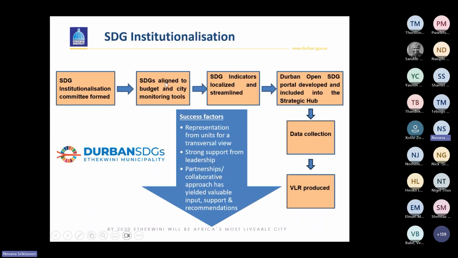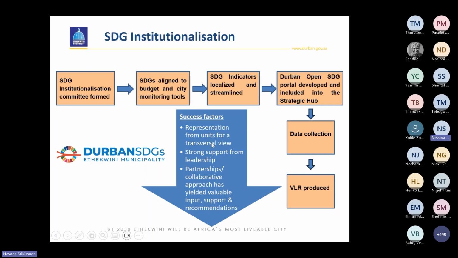So the SDG Institutionalization Committee started its work by aligning the SDGs to the budget and our city monitoring tools, including the IDP, etc. We then proceeded with localizing the indicators, and we streamlined those for reporting purposes. We then developed the portal, and that was included in the Strat Hub. We started our process of data collection for these indicators before we actually even thought about developing the VLR. Data collection, as you'd know, is not very easy, and I'll cover some of the challenges that we had. But eventually, when we decided to produce the VLR, a lot of the data was already accessible to us.